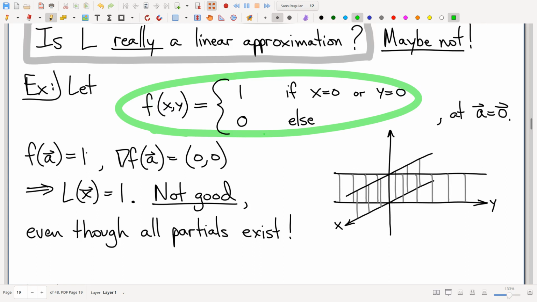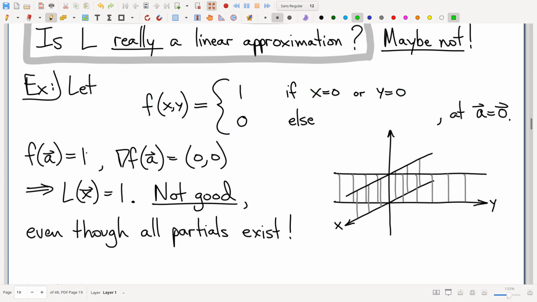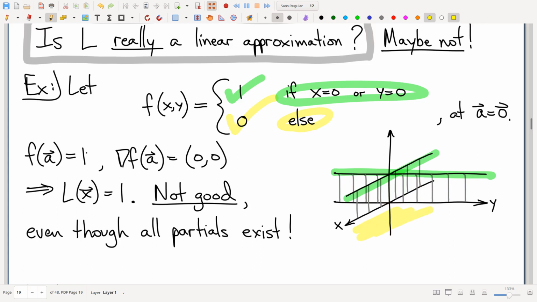But here we go. Let's draw the graph of this function. Sitting over the axes, where x is 0 or where y is 0, the value of the function is 1. And everywhere else, in other words, where neither x nor y is 0, not on either axis, the value of the function is 0. So in the whole first quadrant, and in all the quadrants except on the axes, the value of the function is 0. Everybody see what this looks like?